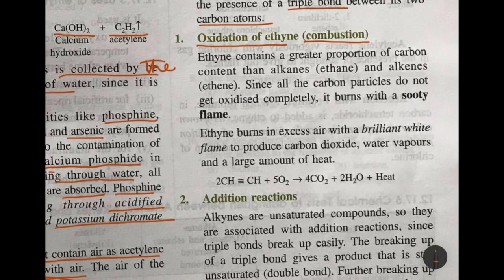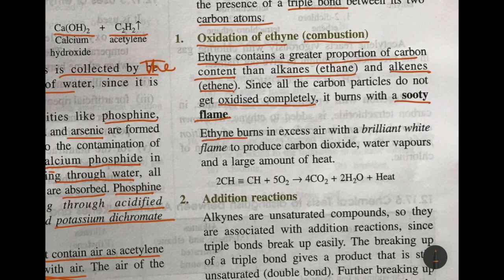So in the same way, ethyne also burns in the presence of oxygen. Ethyne contains a greater proportion of carbon content than alkanes, ethane, or alkenes, ethene. Since all the carbon particles do not get oxidized completely, it burns with a sooty flame, a black colored flame, because lots of carbon molecules are produced.